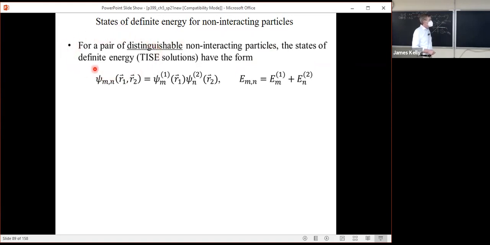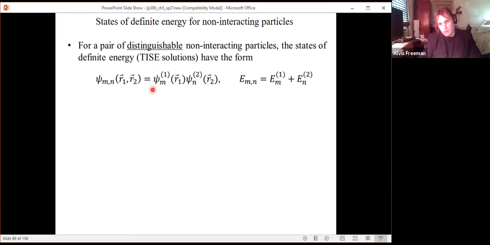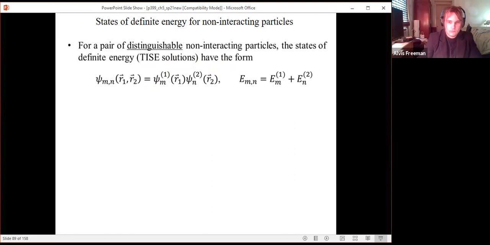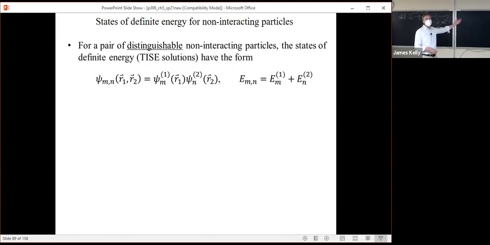Well, I didn't show it here, but it's actually not hard to show at all. What are the time-independent Schrodinger equation solutions? Through further separation of variables, you can show that as long as they're non-interacting, the states of definite energy are just products of the individual states, which we already know about from before. We can just say particle 1, if we're talking about a helium atom, one electron is just in one of its normal definite energy states, and the other electron is in one of its normal definite energy states, except here we're imagining we somehow can keep track of which electron is which.